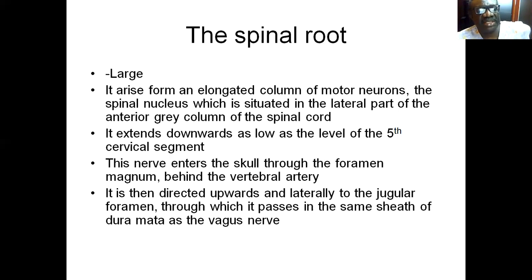This nerve enters the skull through the foramen magnum behind the vertebral artery. It is then directed upwards and laterally to the jugular foramen, through which it passes in the same sheet of dura mater with the vagus nerve. So I'm reminding you that it is in the same sheet as the vagus nerve, and this sheet is different from the sheet in which the glossopharyngeal nerve is encased. All right?